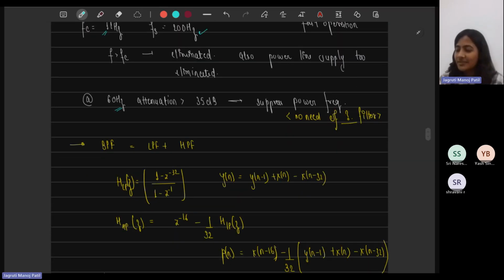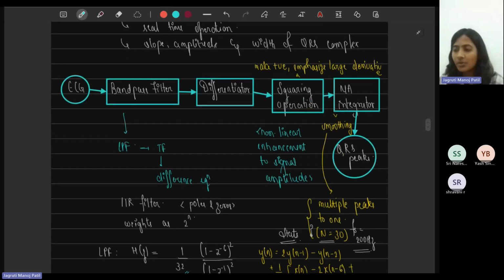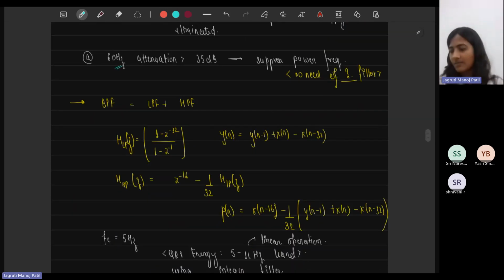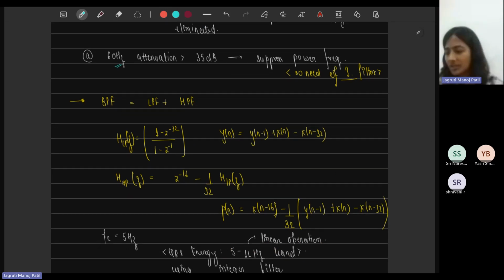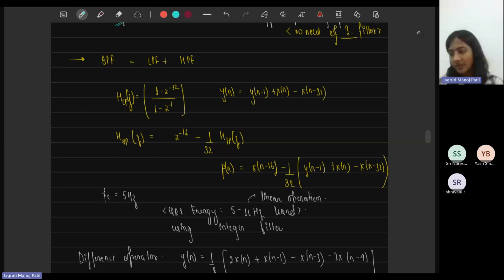Okay. So since we saw that we needed a band pass filter over here, in order to make a band pass filter, these guys made a separate low pass filter and a separate high pass filter, and then found the difference equations for the same. So this is how they gave the low pass filter, found the difference equation, and the high pass filter, their difference equation. And then they saw that the center frequency for it was 5 hertz, and coincidentally, the QRS energy was also in between 5 to 11 hertz. So if we actually use this particular algorithm, we'll be able to get the particular signal very nicely.